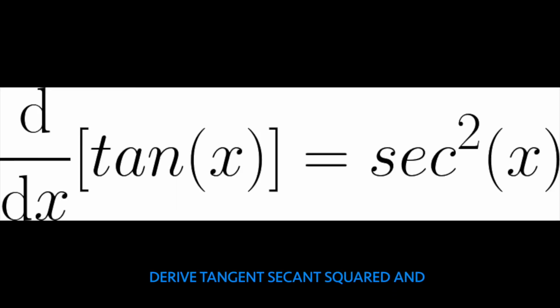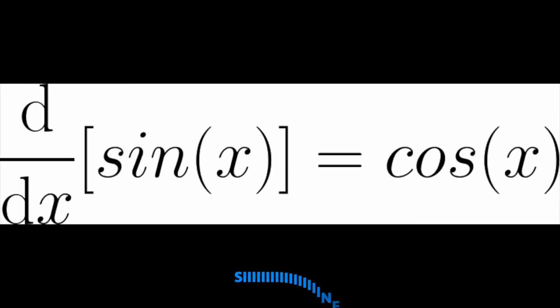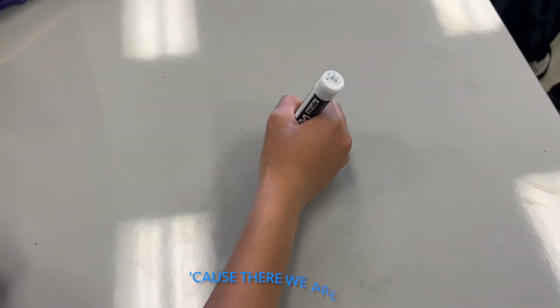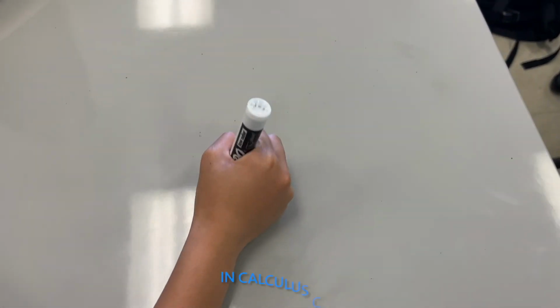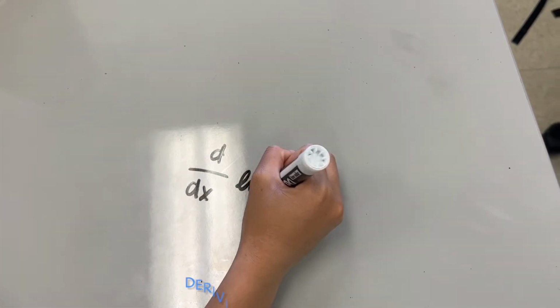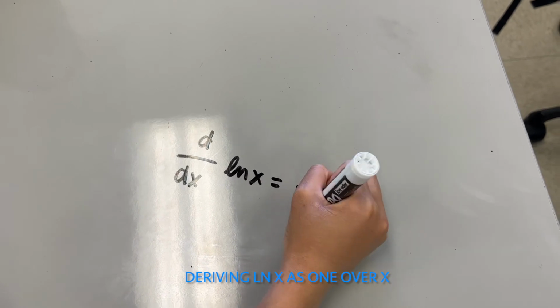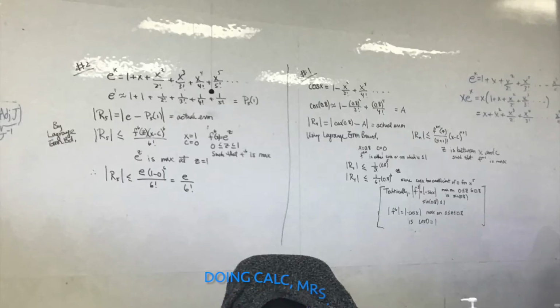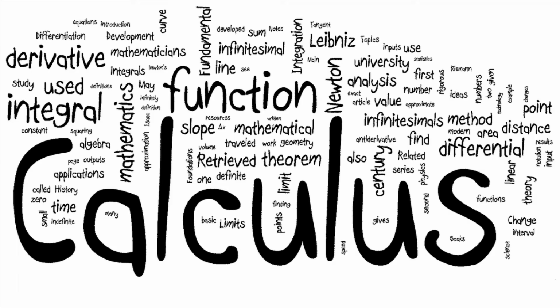Derive tangent, secant squared, and sine as cosine. 'Cause there we are again in calculus class, deriving ln x as 1 over x, doing calc, Mrs. Shak, I remember it all too well.